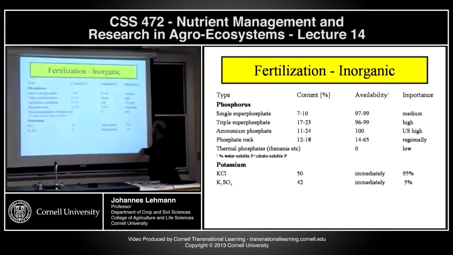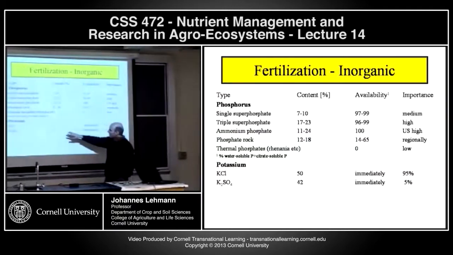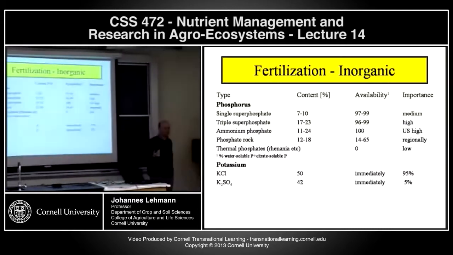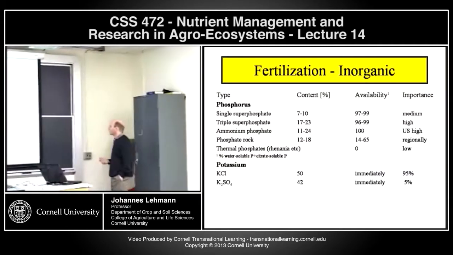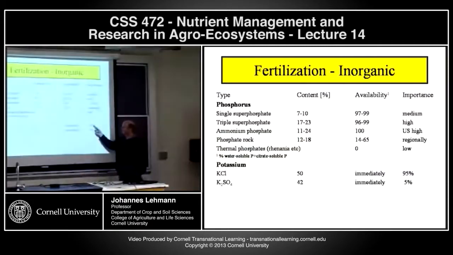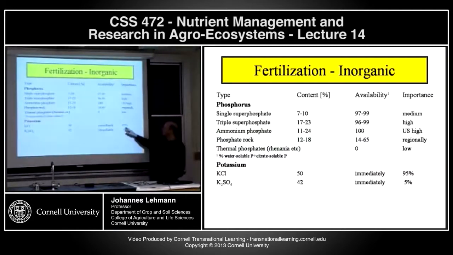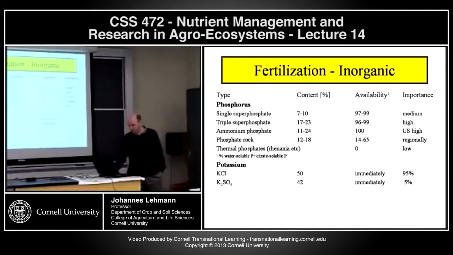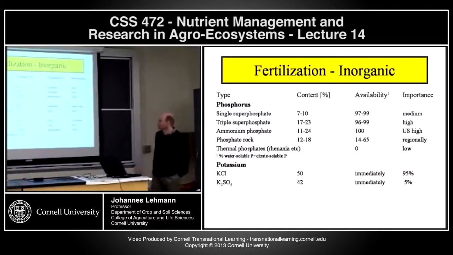And then there are some exotics, geothermal phosphates. Potassium, KCl, you see 50% potassium. In KCl, there's not much more than K and Cl, so the rest is, of course, chloride. It's immediately available, whereas calcium sulfates are of low importance, usually have a little lower potassium concentration, but no chloride, which might be interesting in some instances.